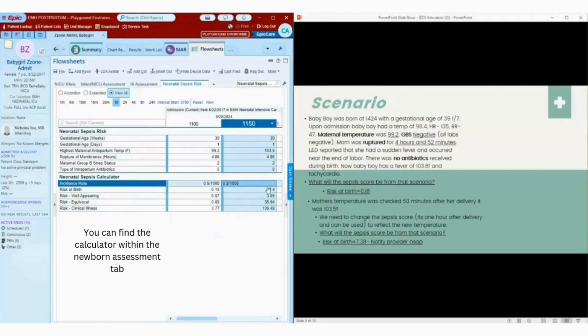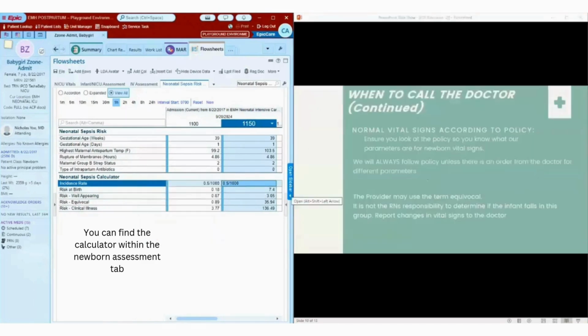So we need to make sure that we are notifying the provider as soon as possible. It is very important for us to know the policy when it comes to our vital signs, so we know when our vital signs are out of parameters. We will always follow our policy unless there's an order from the provider for different parameters. The provider may use the term equivocal. This is just a different category where the provider may change the plan of care based on the recommendations for that category. It is not the RN's responsibility to determine if the infant falls within different groups, but it is the responsibility to report changes in vital signs.